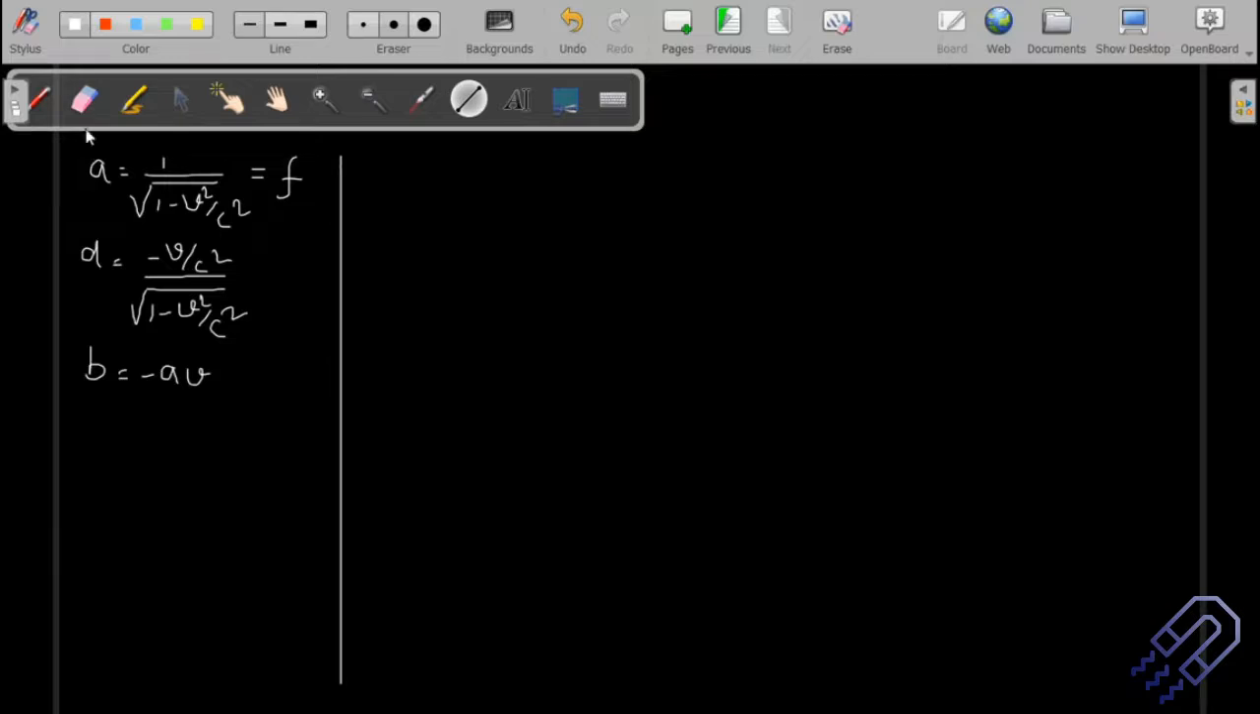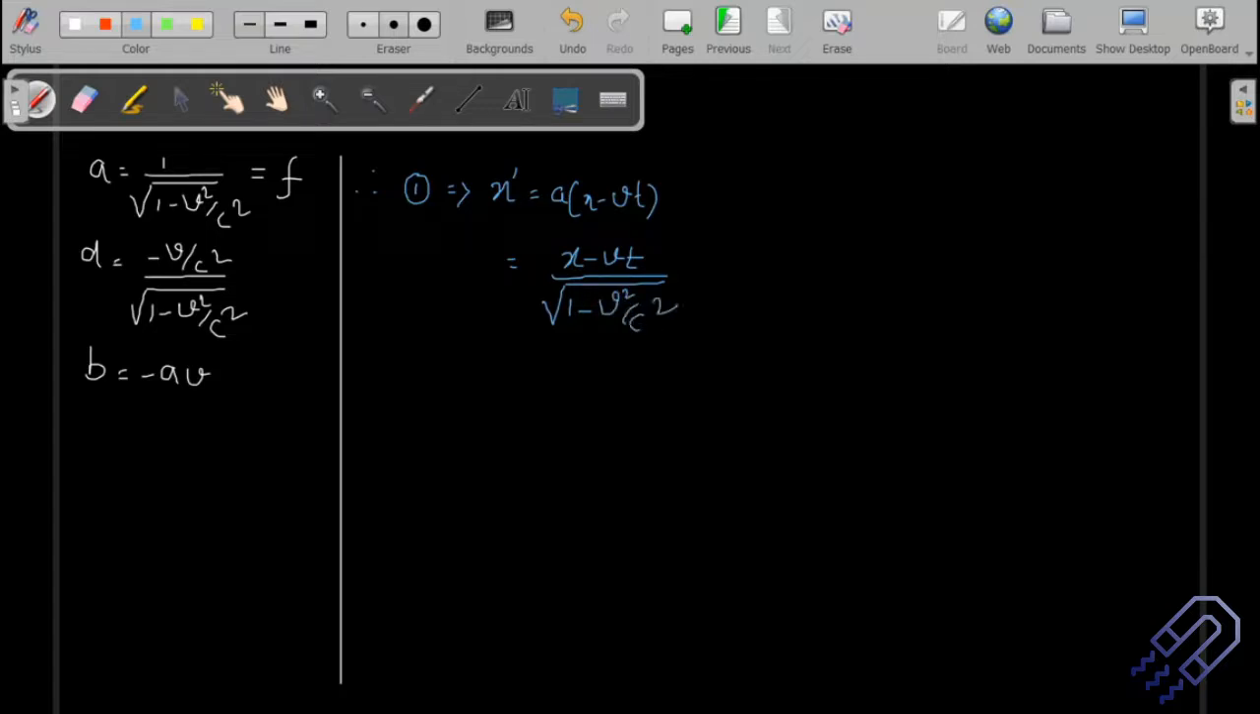Okay, and where would we replace this? So the relation that we are going to replace it in is this, right? So you have got your first relation, that is relation 1, and relation 1 implies that x prime is equal to a into x minus vt, and a we have just now found out, so it is x minus vt divided by root over 1 minus v square divided by c square. So we have got the relation for x prime.